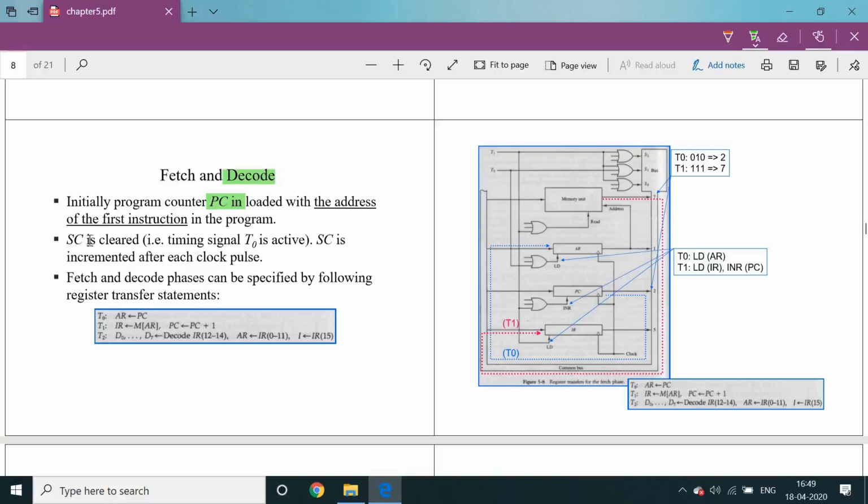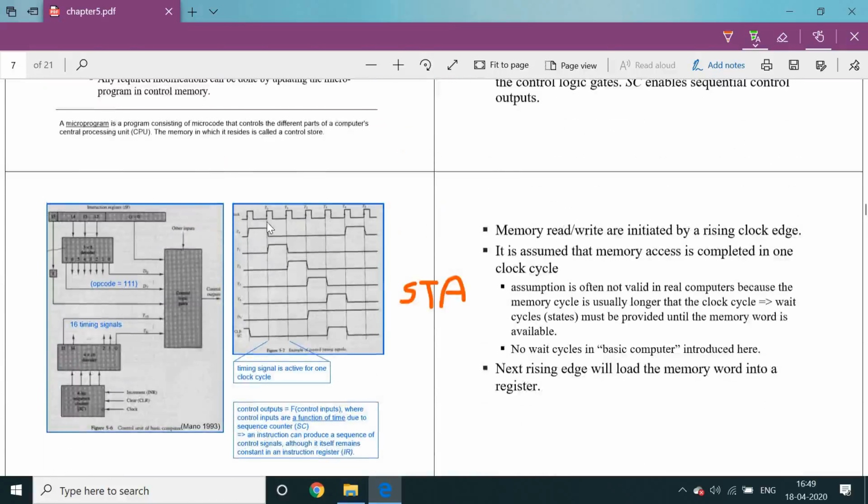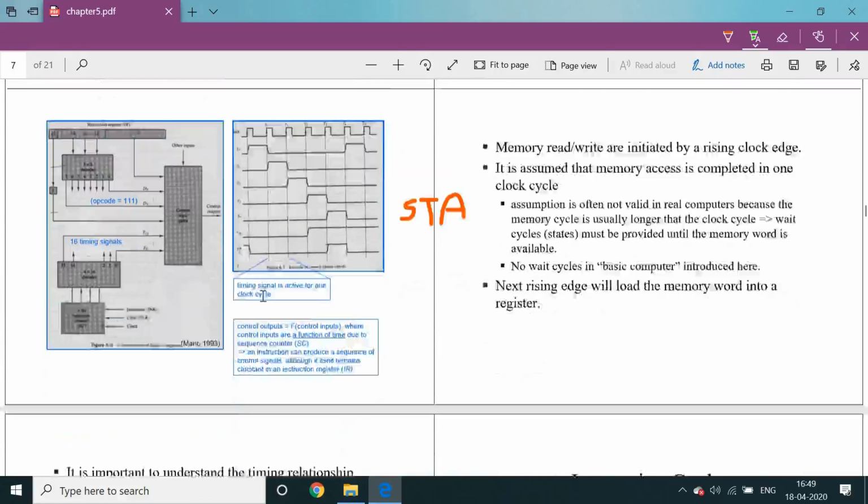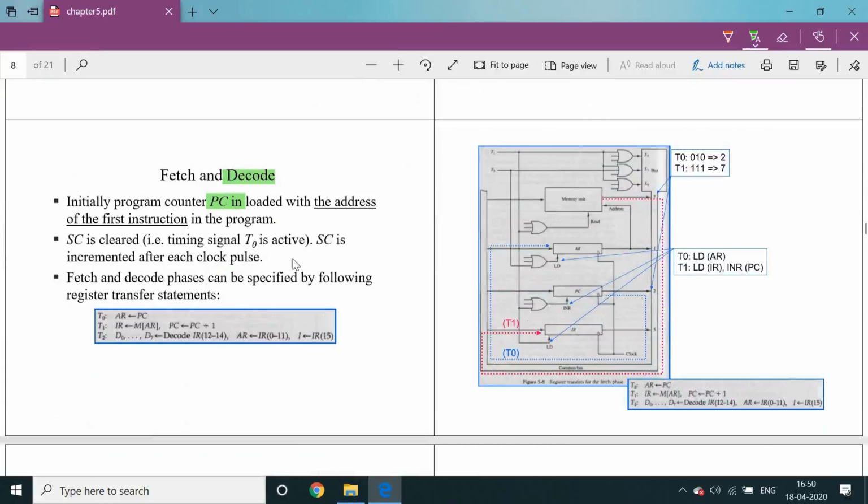SC is cleared, that means the sequence counter is cleared, and timing signal T0 is active. So in this case T0 is active, that means the sequence counter is cleared. SC is incremented after each clock pulse. Fetch and decode phase can be specified by the following register transfer statements. These are the very important points.